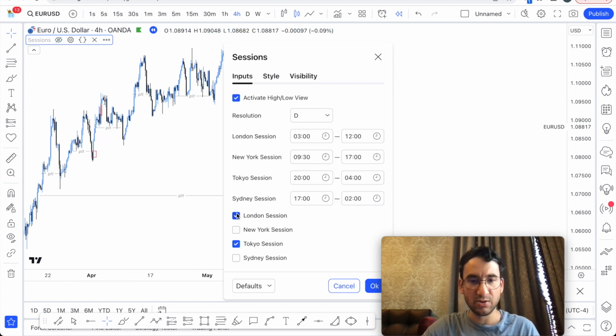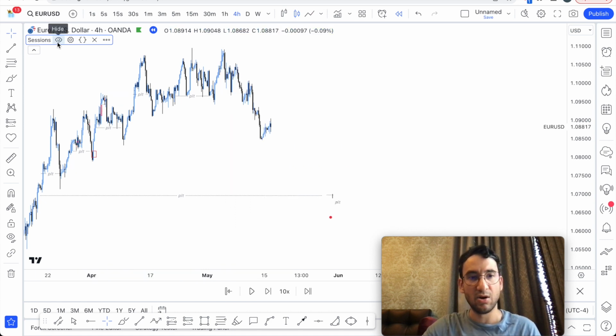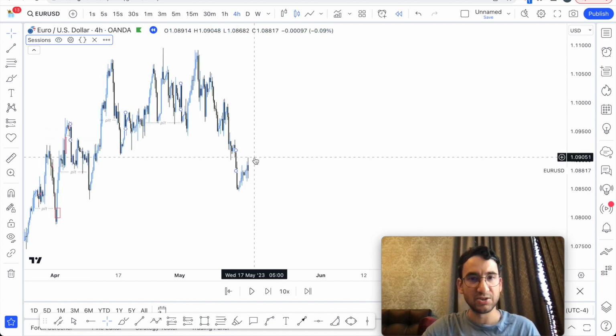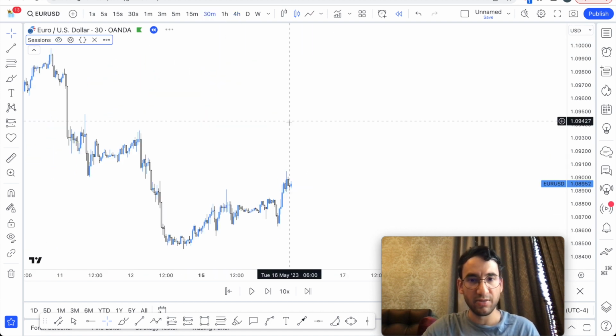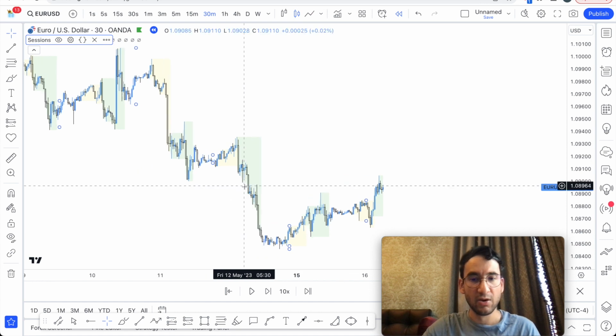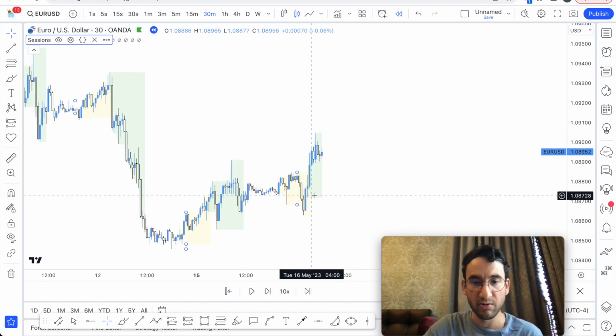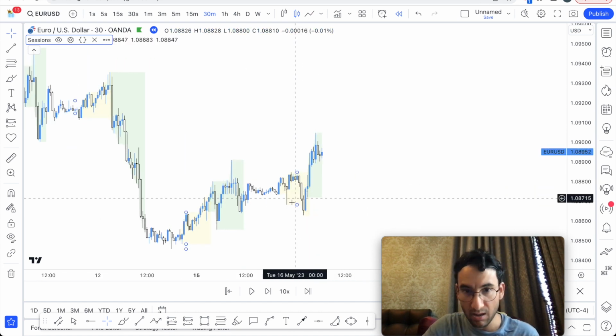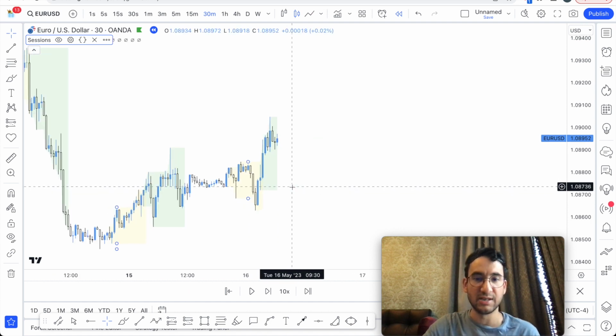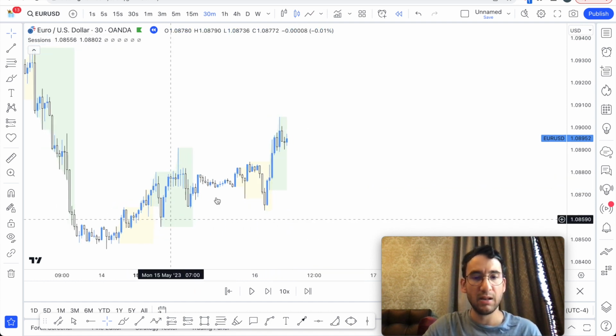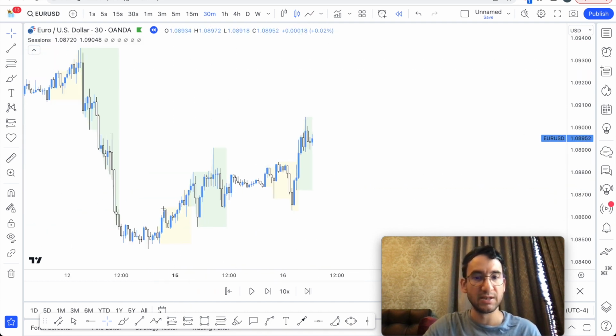What you want to do is only have London and Tokyo toggled on, and then put this back on over here. If you put this on, you'll see that the sessions are on here. If I go to a 30-minute, you might see it better. The green one is London, and the yellow one is the Asia session. I'm going to show you how this works based on the sessions.